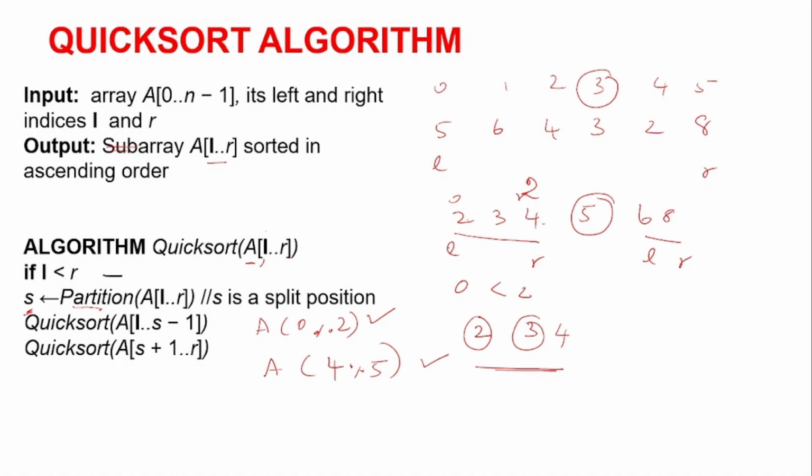So what will this partition algorithm do? It will return the appropriate index of the pivot element. And then apply quicksort for the left subarray and apply quicksort for the right subarray. So this is recursion. Again it calls: first this call will be completed and next this call will be completed.